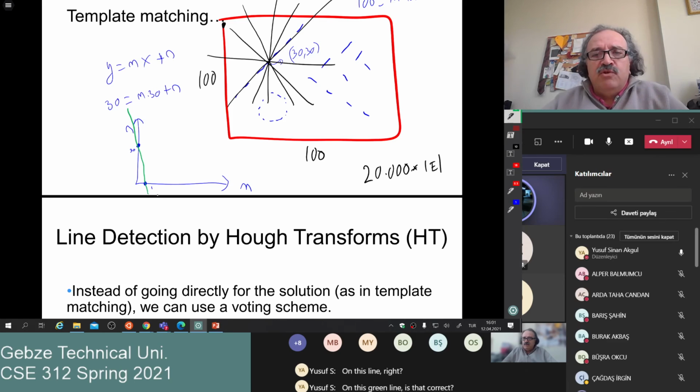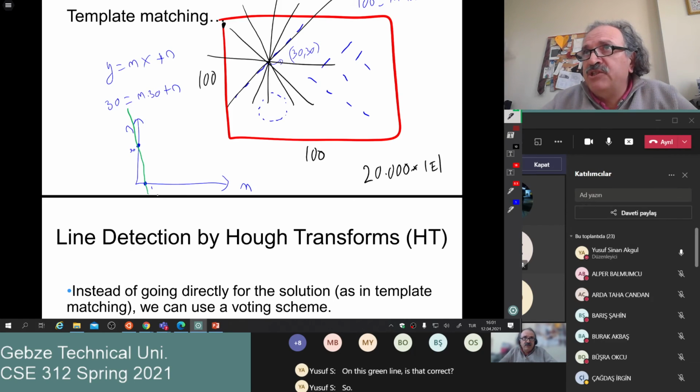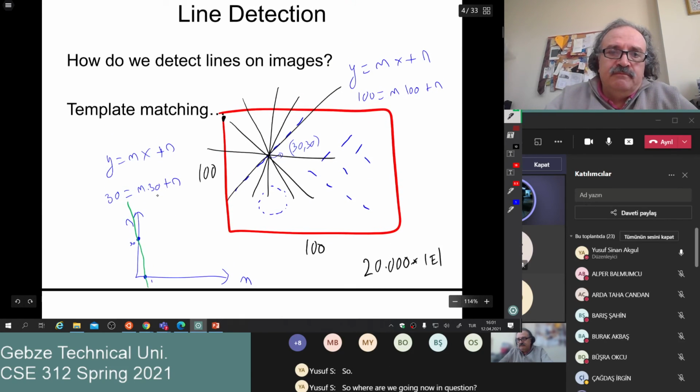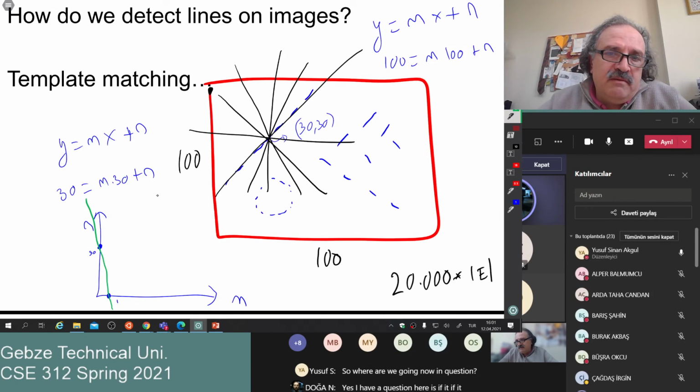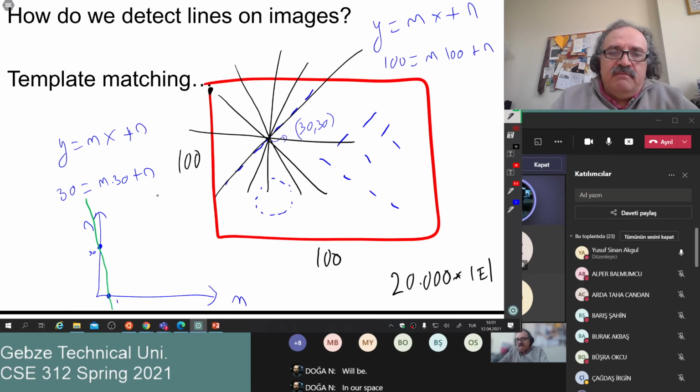So where are we going now? Any question? Yes, I have a question. If we take an M and N point that is on the green line, it will be in our space. It will be on our space line. Is it correct? Yes.